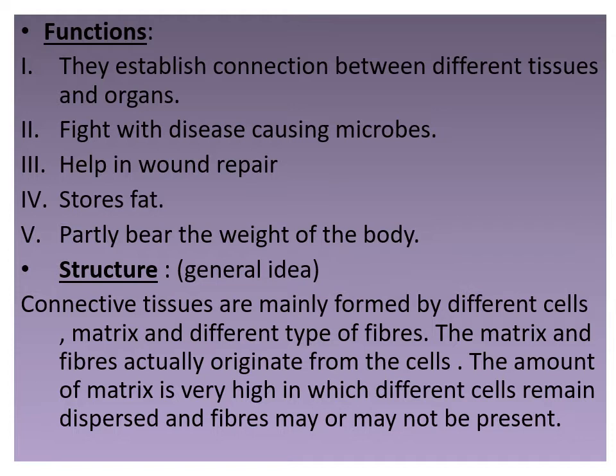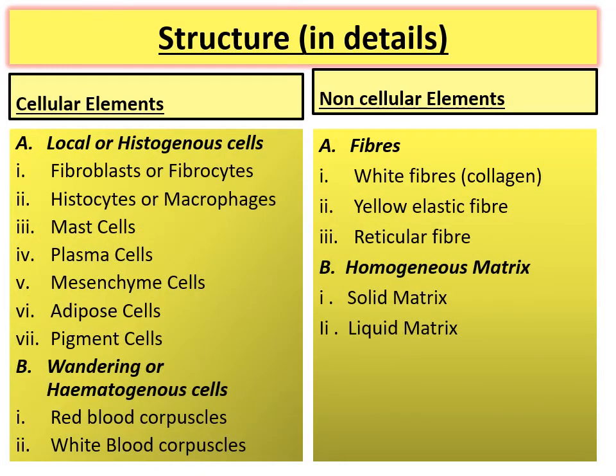Now let's have a general idea about its structure. Connective tissues are mainly formed by different cells, matrix and different types of fibers. The matrix and fibers actually originate from the cells. The amount of matrix is very high, in which different cells remain dispersed and fibers may or may not be present. Now let's discuss the structure of connective tissue in detail.